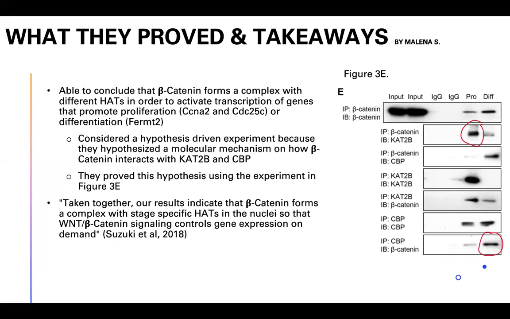As stated by the authors, taken together, our results indicate that beta-catenin forms a complex with state-specific HATs in the nuclei, so that Wnt/beta-catenin pathway signaling can control gene expression on demand.